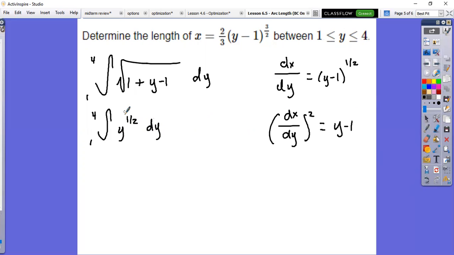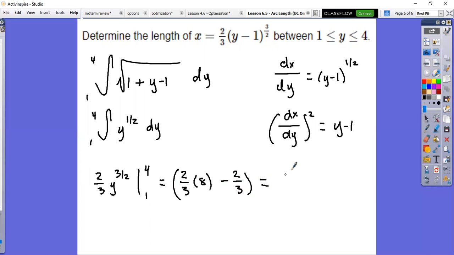Now when I take the integral, this is going to be 2/3 y to the 3/2. I'm going to evaluate that between 1 and 4. So this is going to be 2/3 times 4 to the 3/2. Square root of 4 is 2, cubed is 8. So this is 2/3 times 8 minus 2/3, which is 16/3 minus 2/3. So this would be 14/3. This tells me that the length of this arc between 1 and 4 is 14/3.